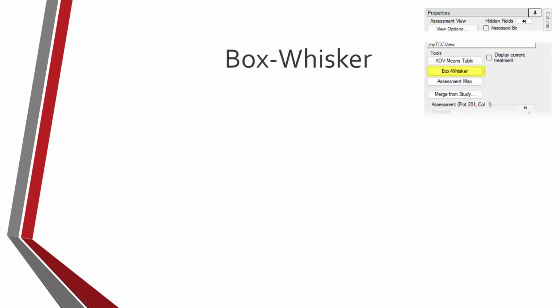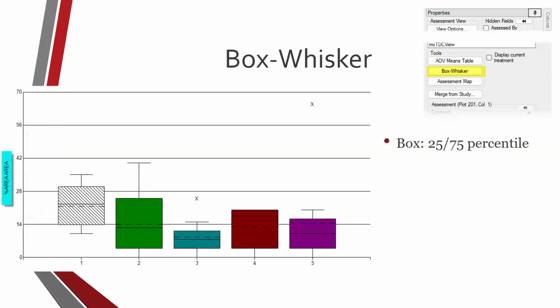Okay, another tool for confirming data and just looking at your data in general would be the Box-Whisker graph. So back on that same properties panel, there's a button to bring up a Box-Whisker. So what we get is a graph with each treatment that has a box and the little whiskers above and below it. The box is your 25th and 75th percentile of the treatment values in that assessment. And then the whiskers extend out to all other values that at least aren't an outlier.